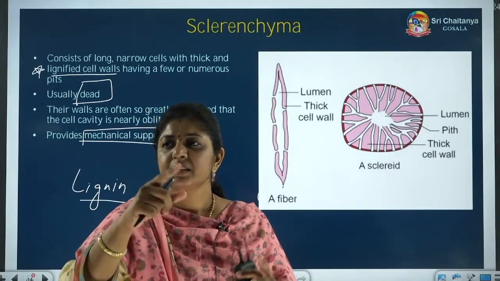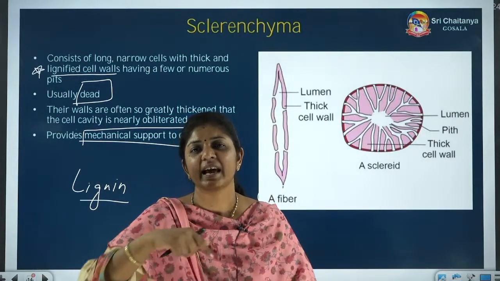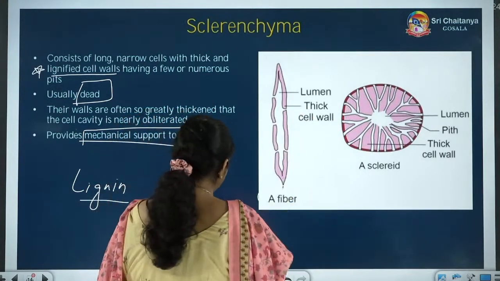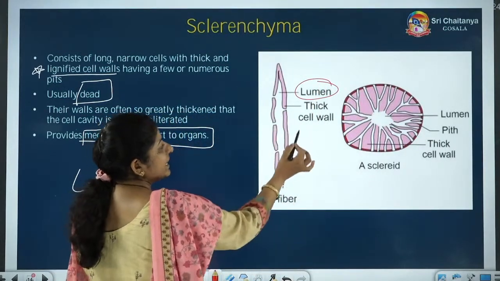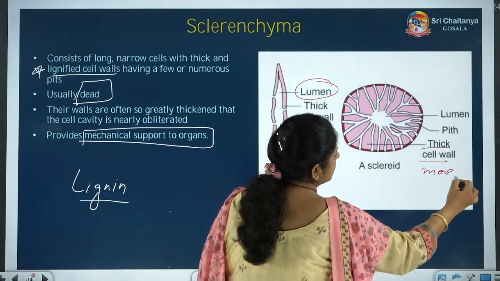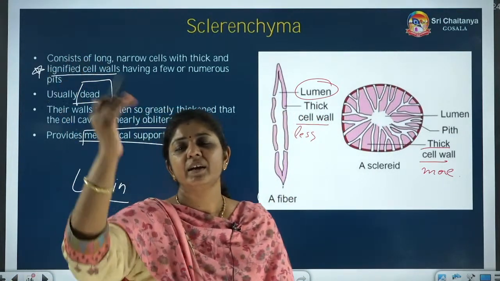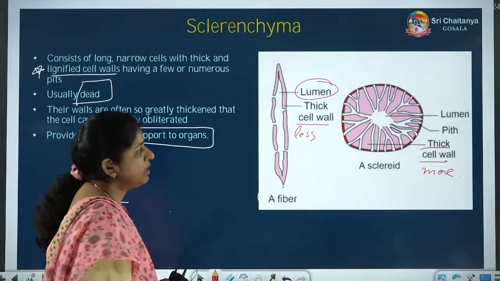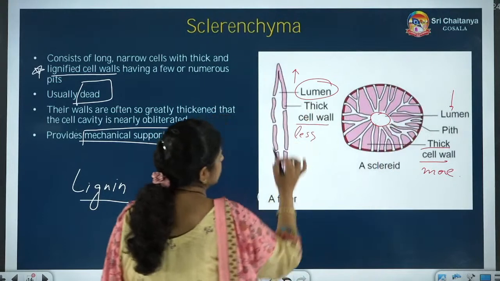Now let me say one thing. Suppose this is a room, and where you are sitting, if its walls keep on increasing, can I say the space inside will decrease? Here that space you call what? Lumen. That space you call lumen. So can I say due to less thickness here as compared to this, this is having more thickness. But as compared to other cells, this still has more thickness than parenchyma and collenchyma. Fine. But compared to sclereids, this has less thickness. So can I say here lumen is more and here lumen is less. Lumen means space. Are you getting that?